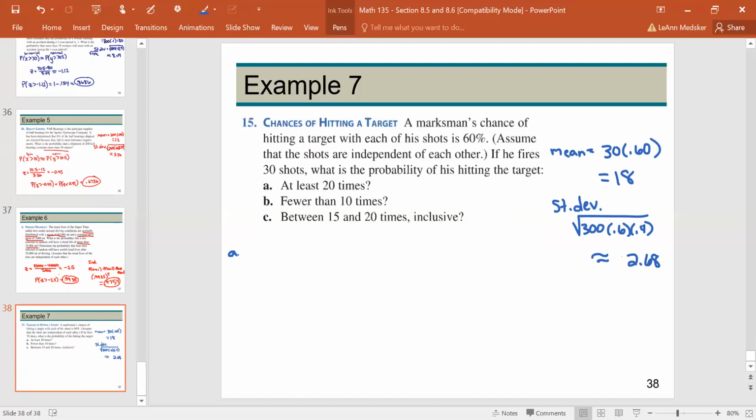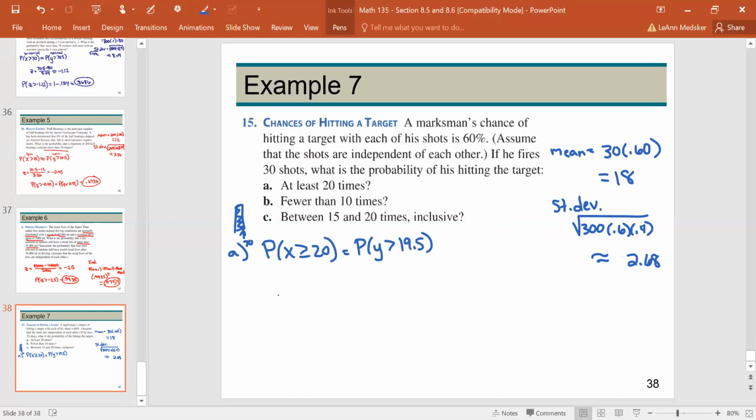So let's talk about A. At least 20 means greater than or equal to 20. So remember, if you think about where the rectangle for 20 would be, if you were doing a histogram, we need to shade the rectangle. So if you're shading the rectangle and the label's in the middle, you're going to need to back down to 19.5 to include the whole rectangle. So this would be the probability that y is greater than 19.5.